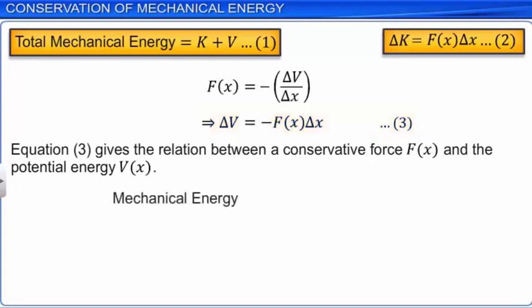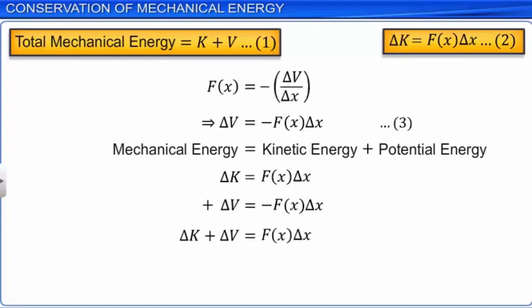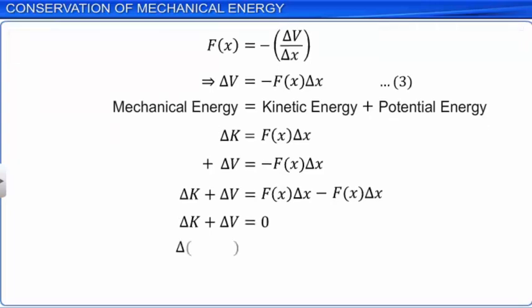We know that mechanical energy is the sum of kinetic energy and potential energy of a system. So, by adding equation 2, delta K = F(x) delta x, and equation 3, delta V = -F(x) delta x, we get delta K + delta V = F(x) delta x - F(x) delta x. Thus, delta K + delta V = 0. In other words, we can say that delta of (K + V) = 0. Let this be equation 4.